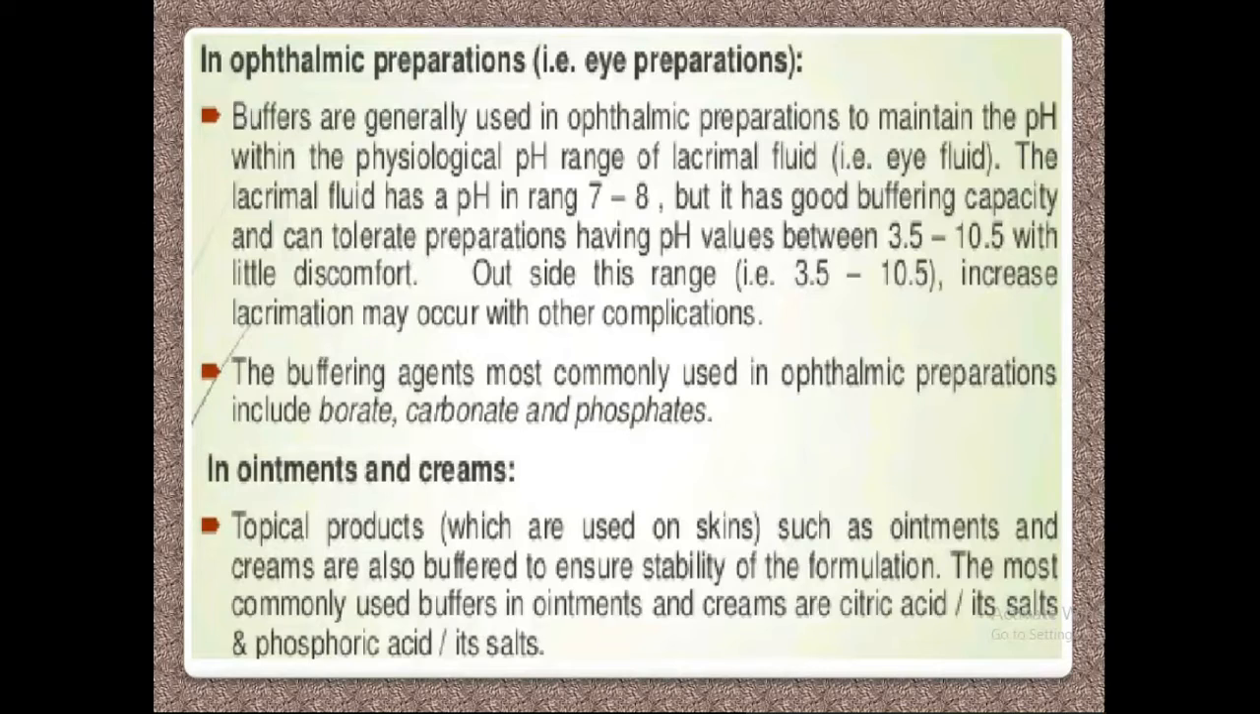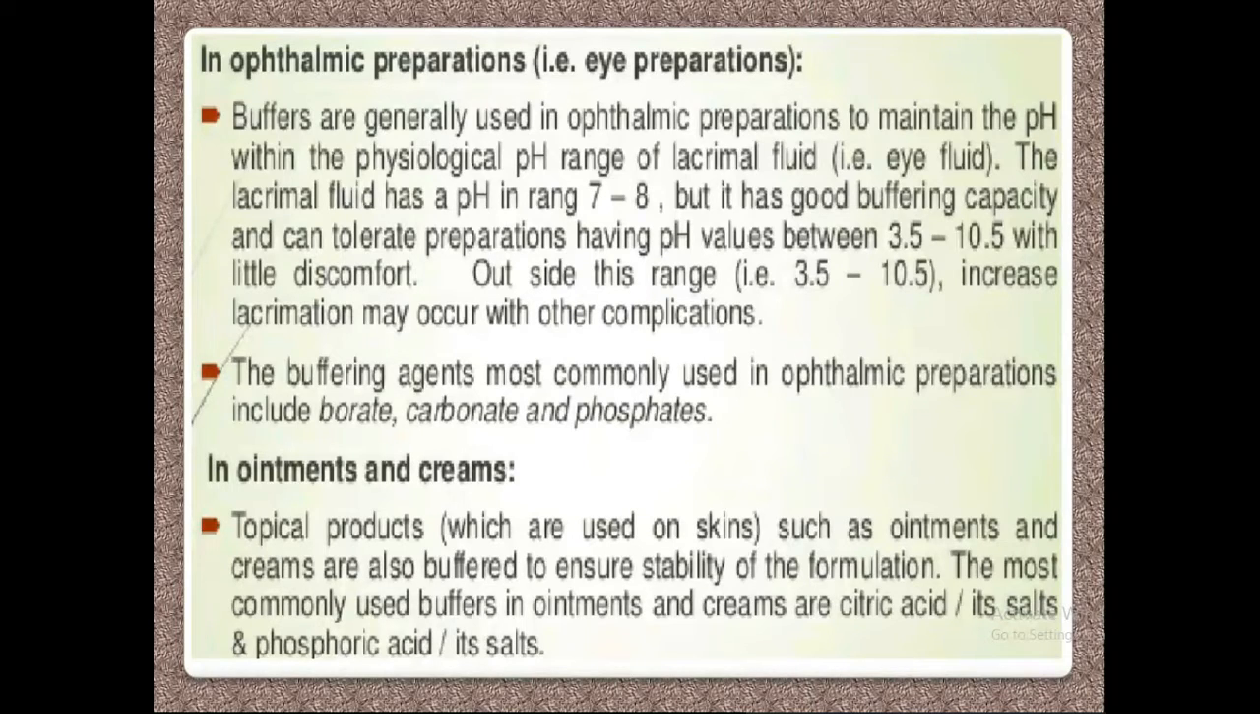Outside this range, between 3.5 and 10.5, it increases lacrimation. Lacrimation means you will be crying. Eye liquid will come out. That's called lacrimation, and it may occur with other complications. So the buffering agents most commonly used in ophthalmic preparations include borate buffer, carbonate buffer, and phosphate buffers.